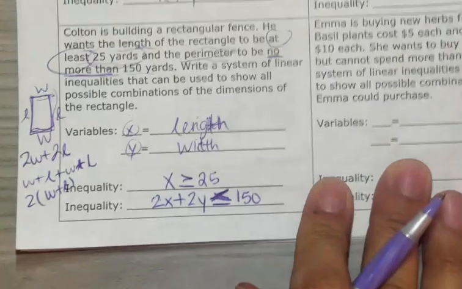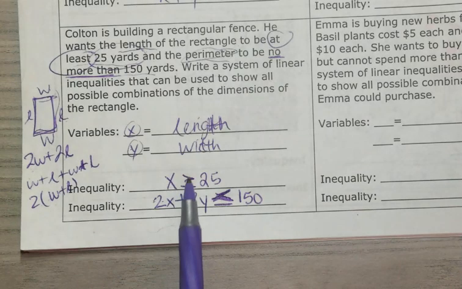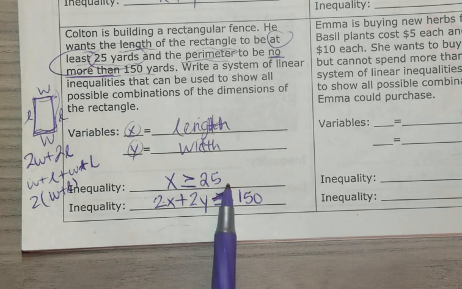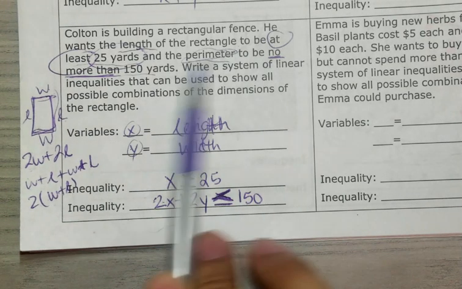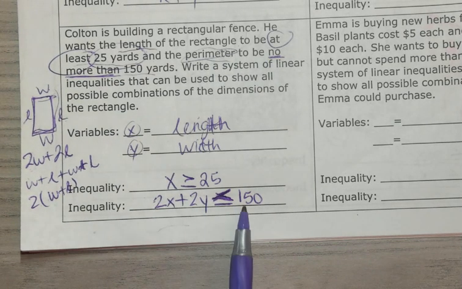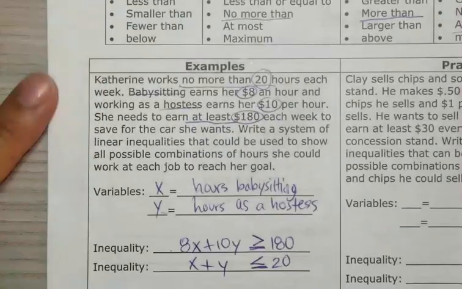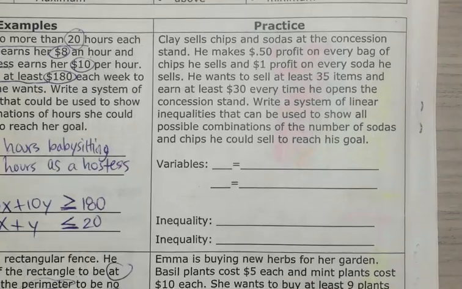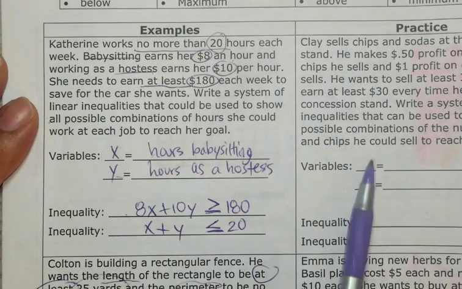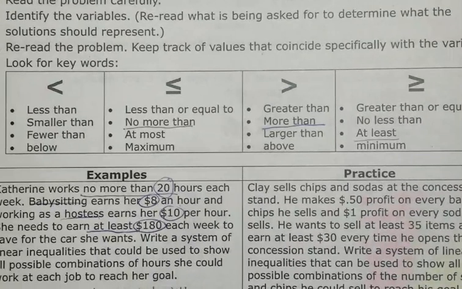So once again, no more than means less than or equal to. So we have the length has to be at least 25, so x has to be greater than or equal to 25, and the perimeter has to be no more than 150. So this perimeter has to be less than or equal to 150. All right, so again, these are just more for you to practice and convert all the information given into inequalities. So use this chart to help you with the keywords.